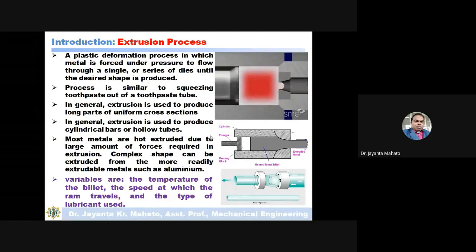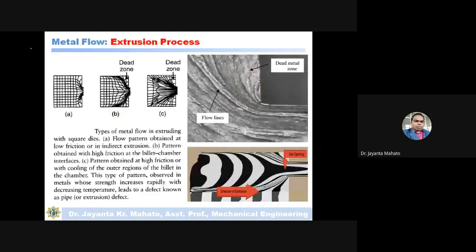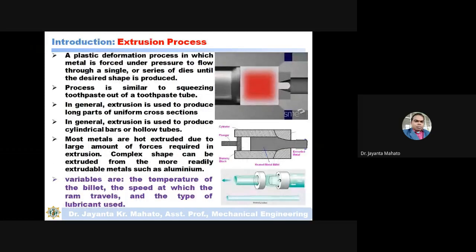So I'm telling about the extrusion process. So this is nothing but an extrusion process. I think it is clear to all. Now, in the extrusion process, the metal will flow. How will the metal flow? In the extrusion process, you just apply pressure or force to the billet material, and then the material will flow like this.